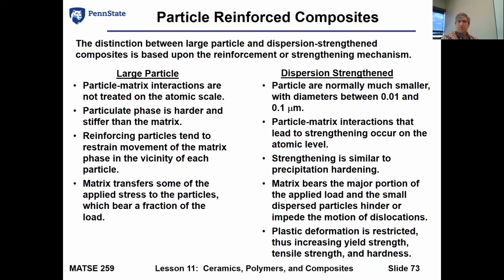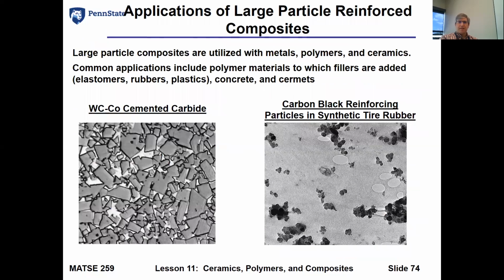And it's very similar to what we saw with precipitation hardening with aluminum-based alloys, except we're adding on purpose what are typically oxide particles. Oxide dispersion strengthened alloys are one of these that we would see. And so the matrix will bear most of the load, and these small particles will hinder the motion of these dislocations, very similar to what we see with precipitation hardening. So in dispersion strengthened composites, you can think of them really as an artificial precipitation hardening mechanism.